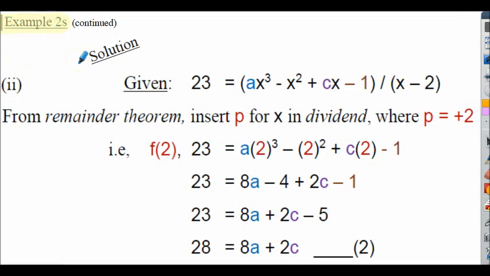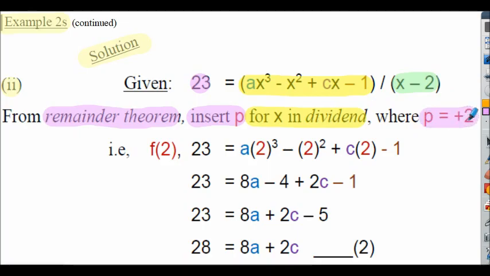Example 2, solution continued, this is part 2. Now we're given that the remainder is 23 when we divide the dividend by x minus 2. Just know that p is now positive 2. So inserting the value of 2 in our remainder theorem, that produces equation 2, labelled here.